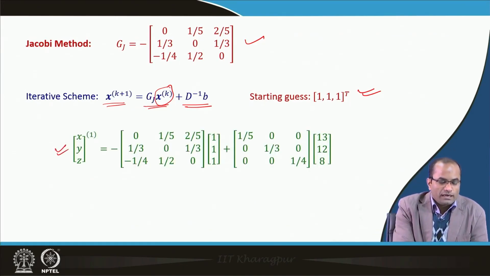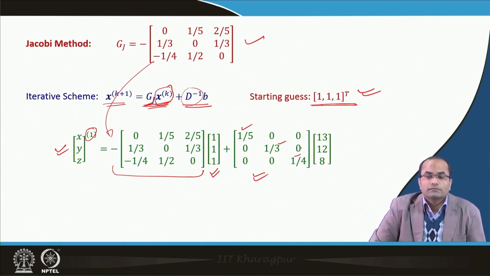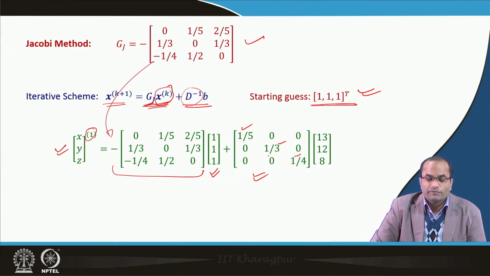We do not have to compute them one by one. So, here for example, we have x, y, z, these 3 components after this first iteration. How do we get it? G j is the iteration matrix which we have just evaluated, times x k, that is the starting values we want to use, so x 0, which is 1 1 1, plus again D inverse, where the diagonal entries are just inverted, so we have 1 by 5, 1 by 3 and 1 by 4, and then 13, 12 and 8, that is the right hand side B of our linear system.